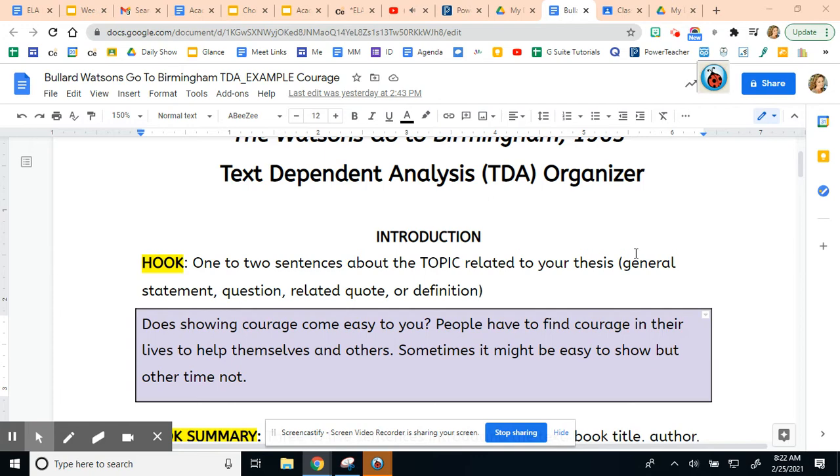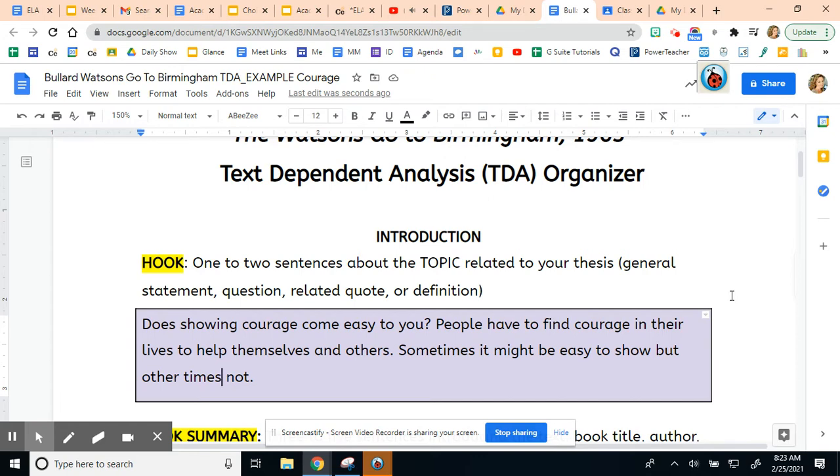People have to find courage in their lives to help themselves and others. Sometimes it might be easy to show, but other times not. I'm going to add an S right here. I have a little typo I'm going to fix. So that's my hook. I asked a little question and I made a couple of general statements about it. And it's all about courage because that's what my essay is going to be about.